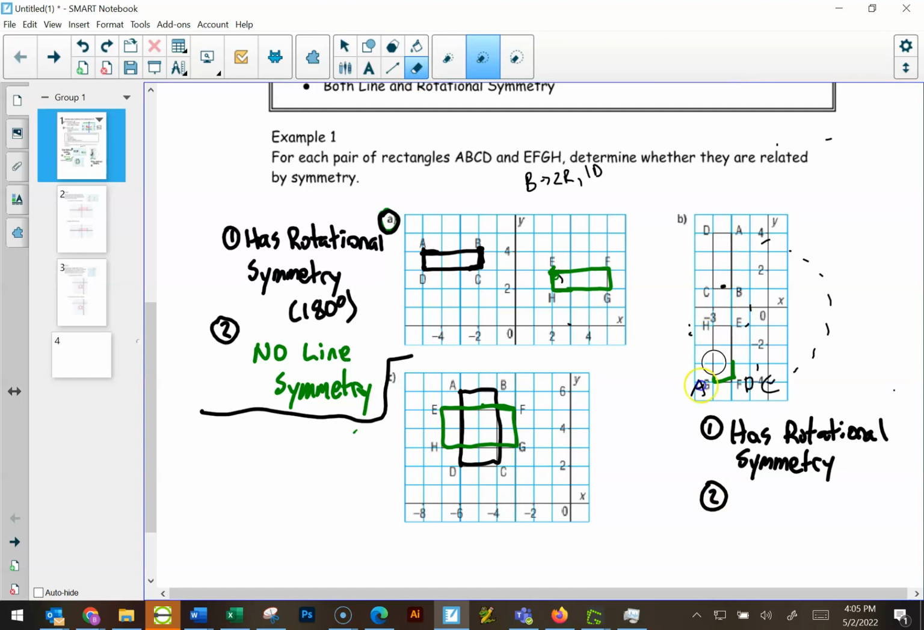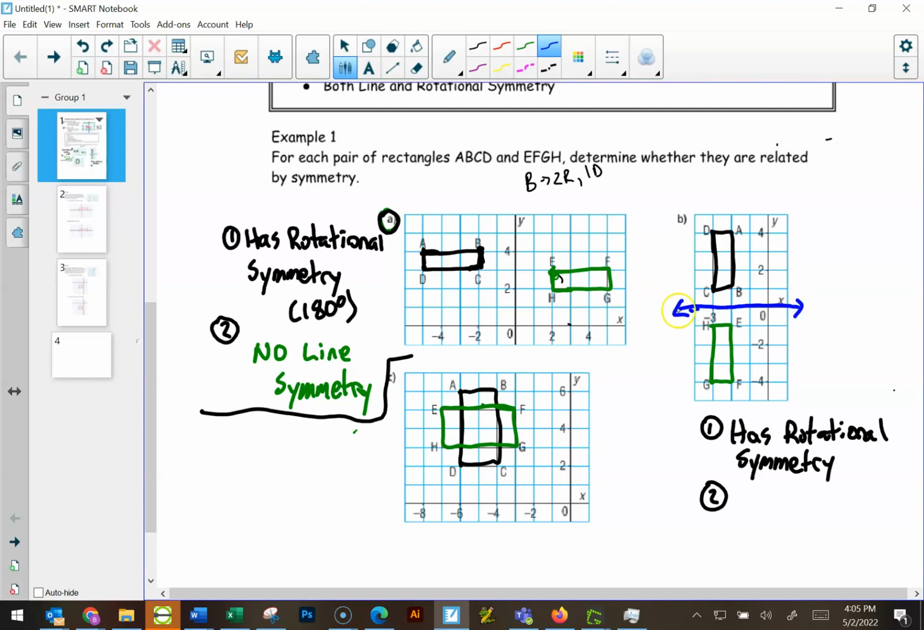If I get rid of my lines that I used to check for rotational symmetry, just to get rid of the clutter. My original object was black, and we're checking to see if it'll reflect on a line so it ends up on the green. And this one is pretty easy to see. It is pretty easy to eyeball. Clearly, if you put a line right there, you don't have to have arrows, it's just a line. You can have arrows, but it doesn't need it.